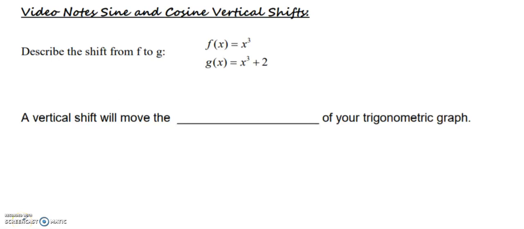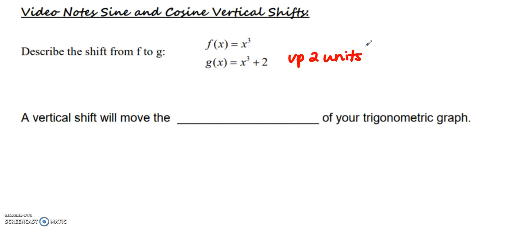All right, we are going to finally talk today about the vertical shift within the sine and cosine function. So I want you to think real quick about our original function, this x cubed, back from our transformations unit, and what would adding 2 on the outside do to that function? Well, it would move it up 2 units. So similarly, we're going to be shifting our sine and cosine graphs up and down along the y-axis.